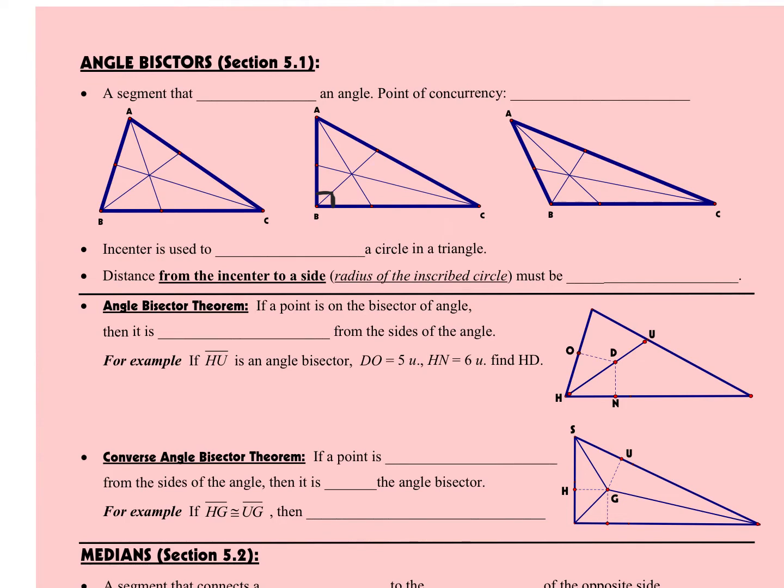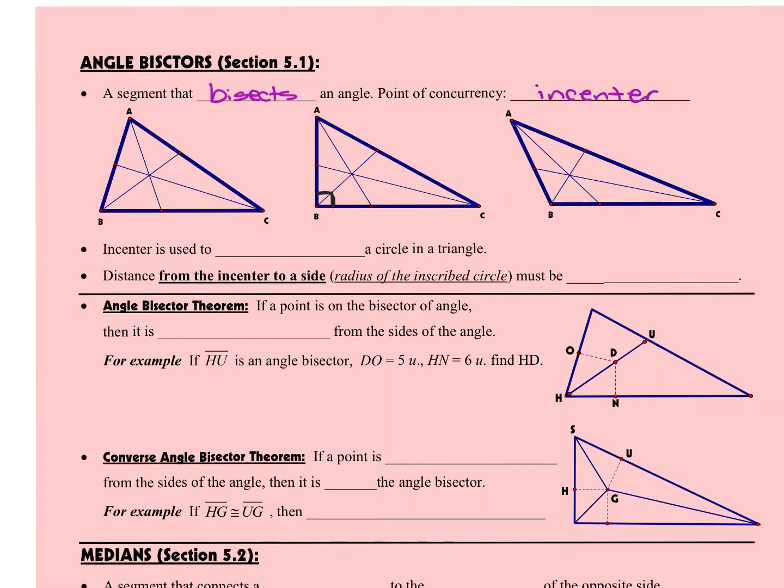So an angle bisector, just as we've been doing before, is going to be a segment, could be a line or a ray or a plane, that's going to bisect an angle. Just like before, all three angle bisectors will intersect at a single point. That's called a point of concurrency, and the point of concurrency for the angle bisectors is called the incenter.